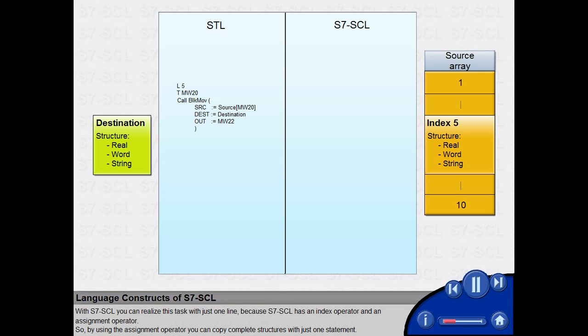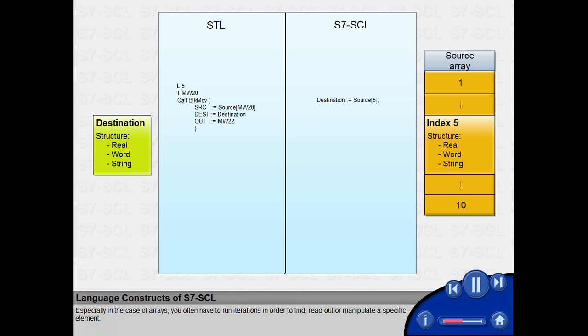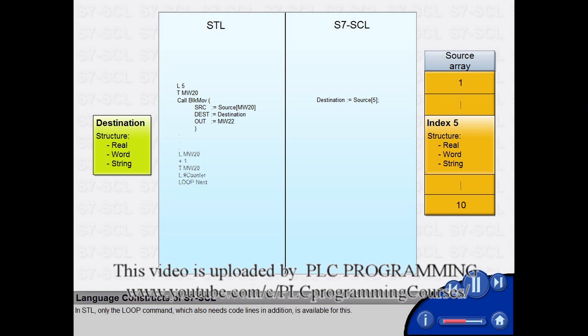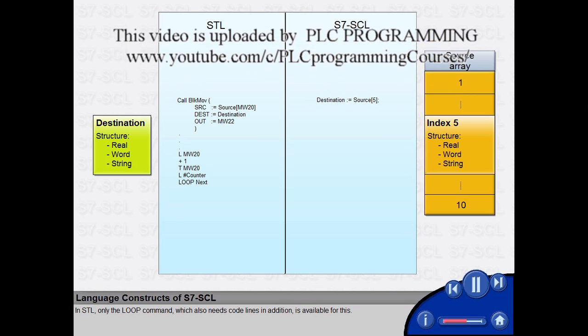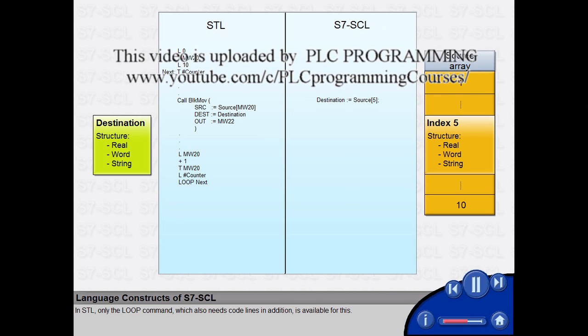With S7 SCL, you can realize this task with just one line, because S7 SCL has an index operator and an assignment operator. So by using the assignment operator, you can copy complete structures with just one statement. Especially in the case of arrays, you often have to run iterations in order to find, read out, or manipulate a specific element. In STL, only the loop command, which also needs code lines in addition, is available for this.